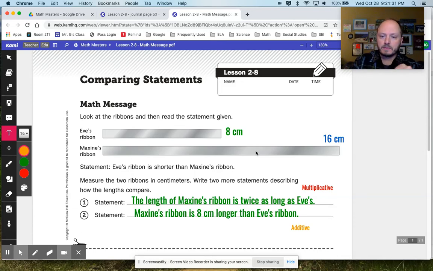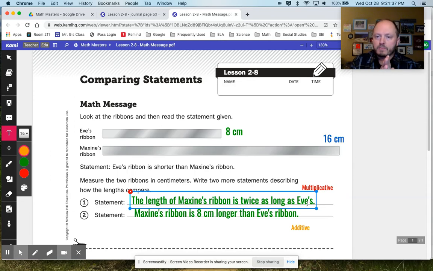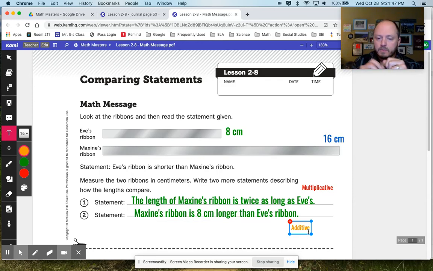So that's the difference. Some comparisons we say are multiplicative, which means we're comparing things using multiplication. Some are additive, where we're using addition or subtraction. So you could say, I have 10 pens in this package, or these 2 packages all together. I have 6 more pens than Jill does. That's a comparison that shows that I'm adding to compare them.